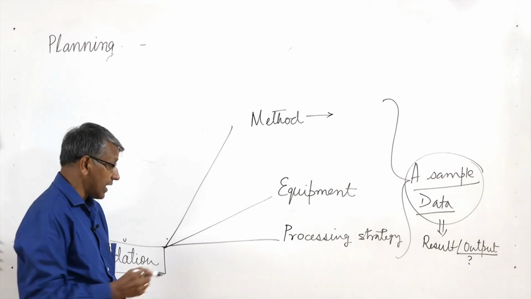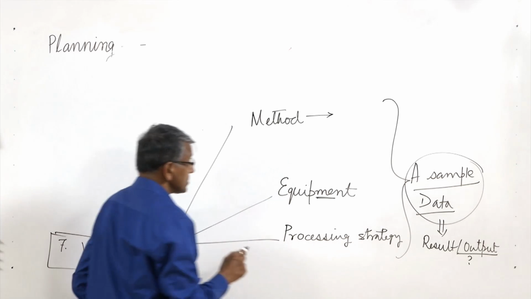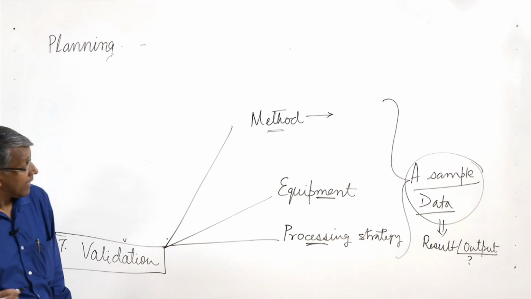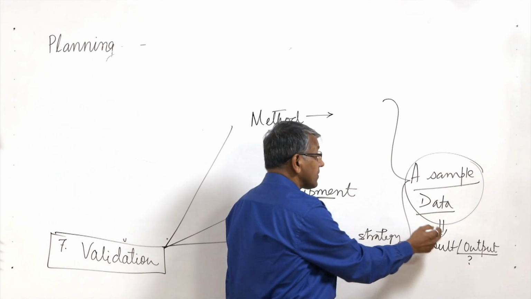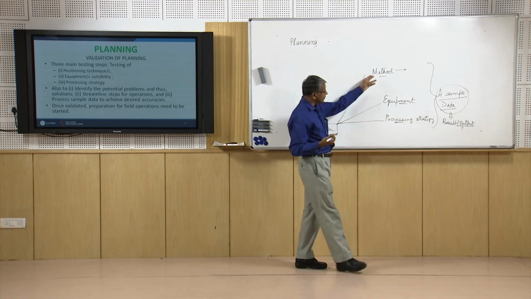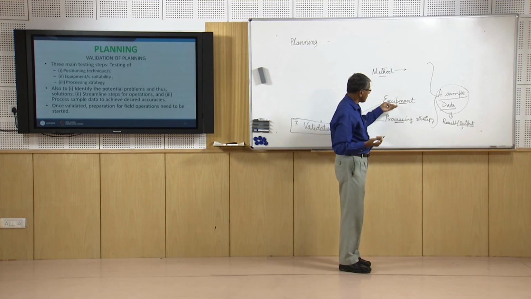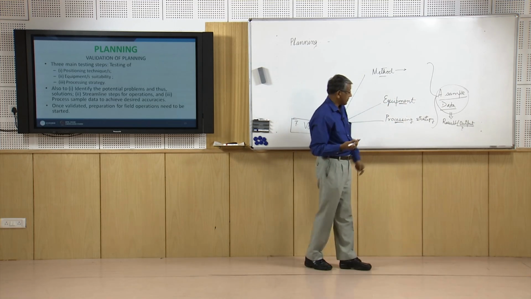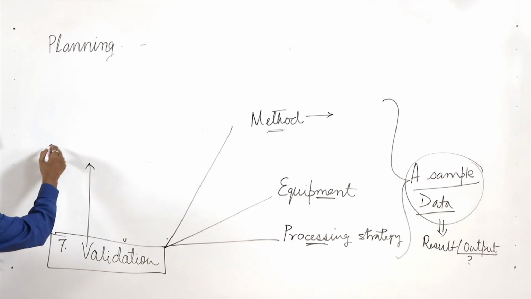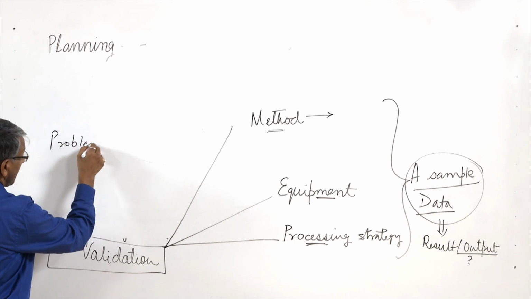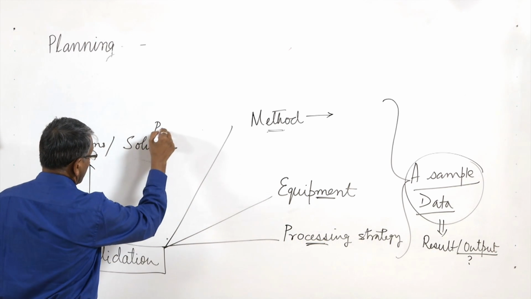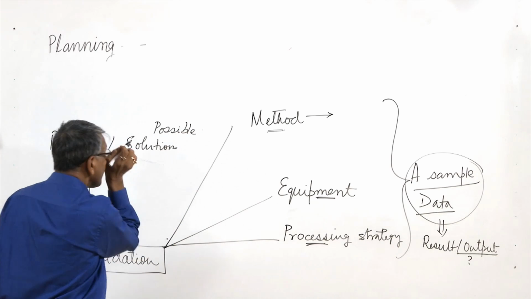If it is meeting, then okay, that means the equipment used, the method we have considered and the processing strategy are all okay. If not, then we have to identify the reason why this output is not meeting our standard specification, and accordingly we need to change the method or equipment or processing strategy, or all or some of these. Moreover, during validation we also need to see what problems we encountered, and we have to find possible solutions, and they have to be implemented during actual surveying.